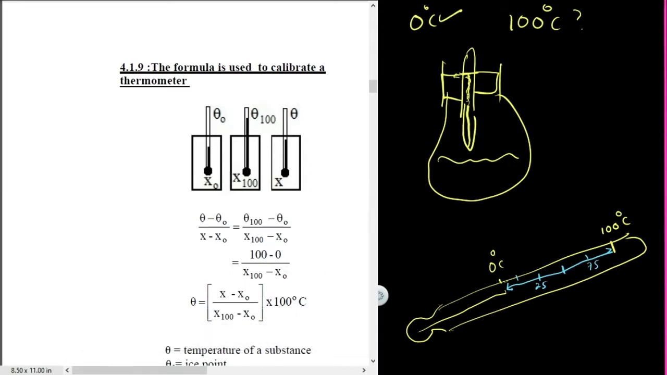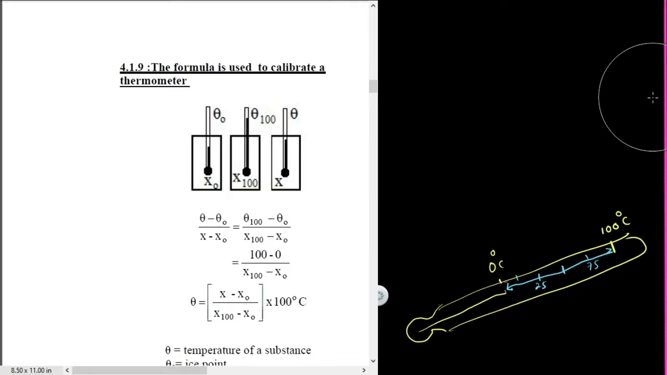Let's say you want to measure an object with a temperature equal to 30 degrees Celsius. So how can we get the 30 degrees Celsius? We can just do the simple ratio. Let me try to show you. So, simple ratio.